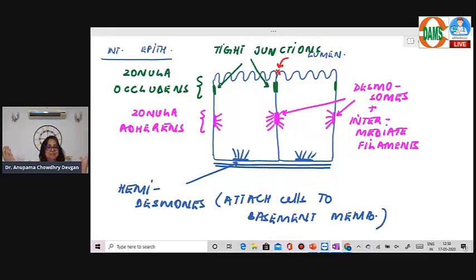It is a band seen towards the middle of the intestinal epithelial cells. This is formed by desmosomes, which are associated with intermediate filaments. Cells on the basal side are attached to the basement membrane with the help of the hemidesmosomes. Adherens means helping the cells to adhere to one another.